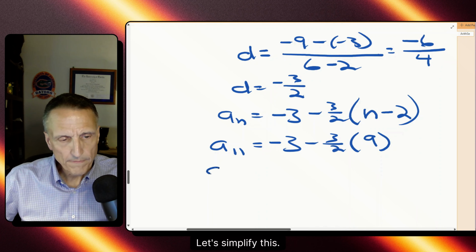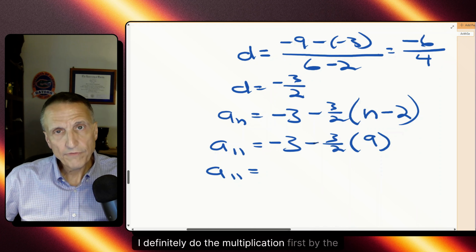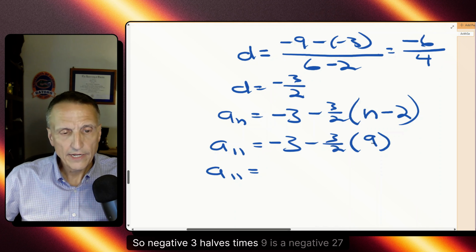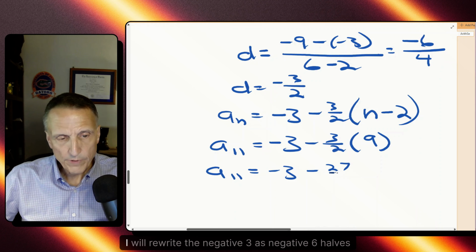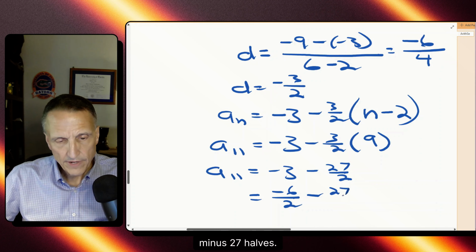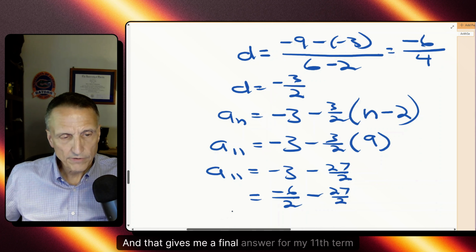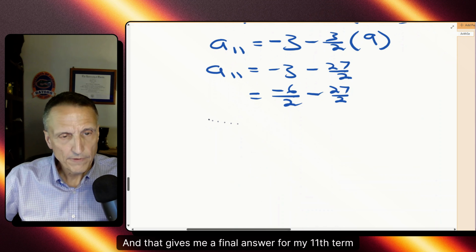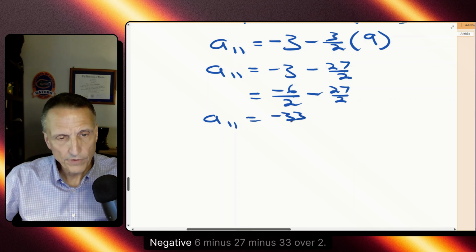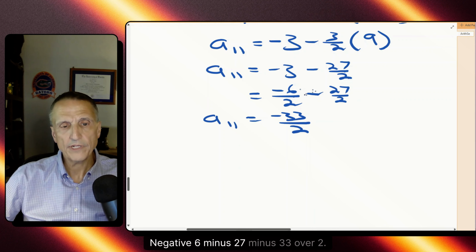Let's simplify this. Well, I definitely do the multiplication first by the order of operations. So negative 3 halves times 9 is a negative 27 halves. I will rewrite the negative 3 as negative 6 halves minus 27 halves, and that gives me a final answer for my 11th term as being negative 33 over 2. Negative 6 minus 27, negative 33 over 2.